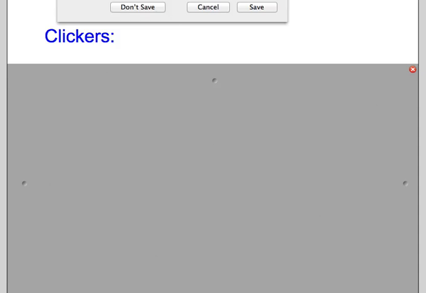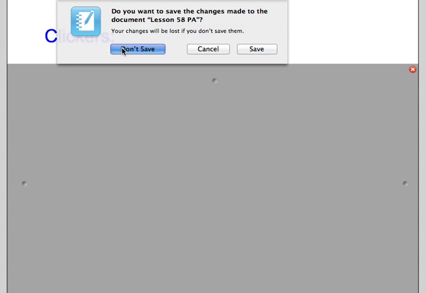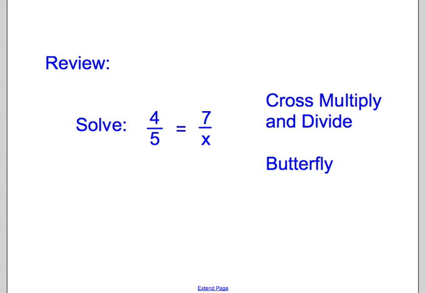And I think we're going to call that good on that lesson. You got the idea. And now, lesson 59, which is what we're doing today. Just a review on solving proportions.